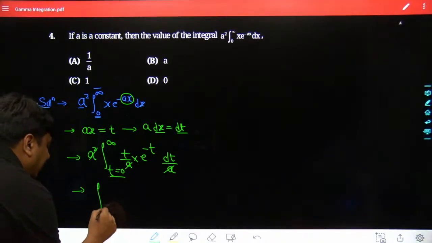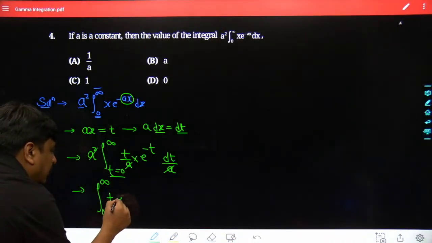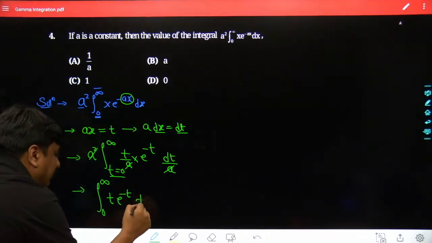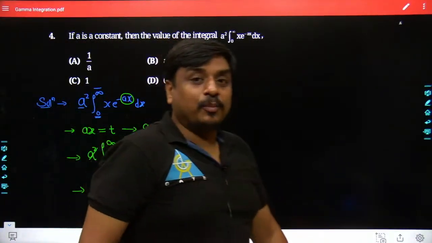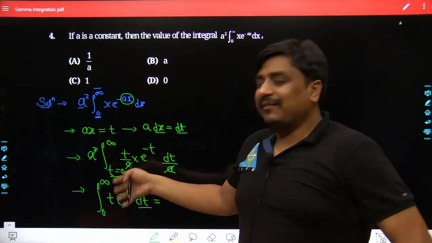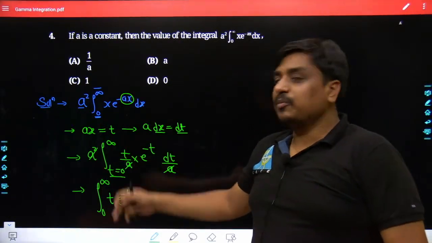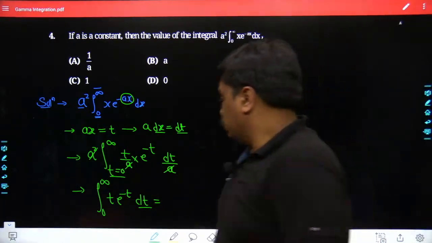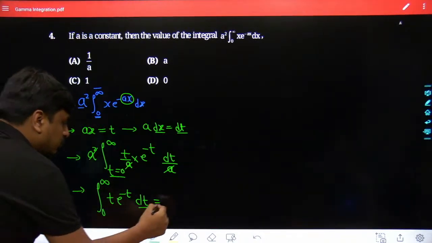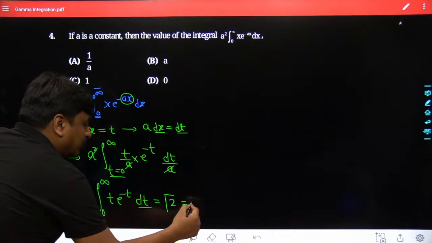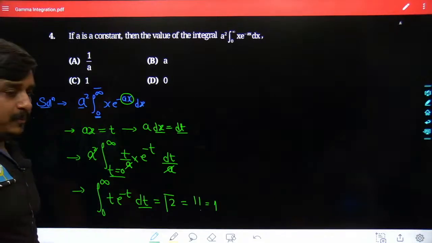Now the integration is taken from 0 to infinity, and here the function is t into e to the power of minus t dt, which is a perfect form of the integration in the form of gamma. How do we do the integration of it? The integral from 0 to infinity of e to the power of minus x, x to the power of n minus 1, dx is gamma of n. So n minus 1 has to be compared with 1. The result we get out of it is gamma of 2, and gamma of 2 is equal to 1 factorial. The result we are supposed to get is 1.